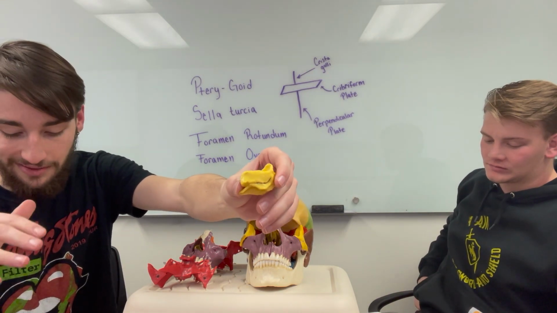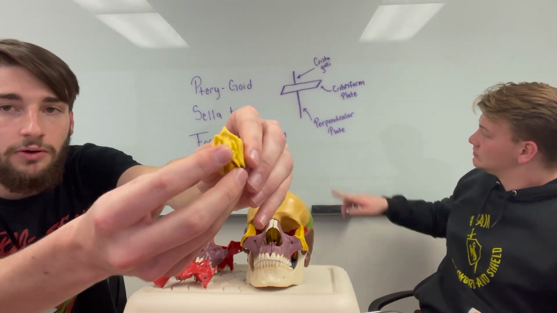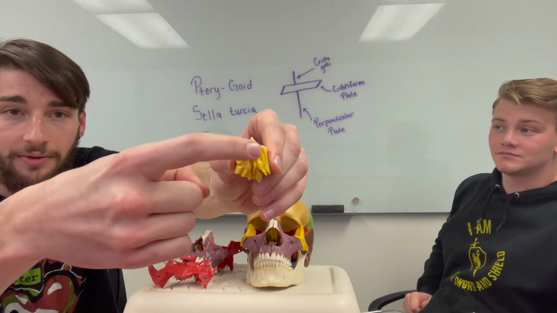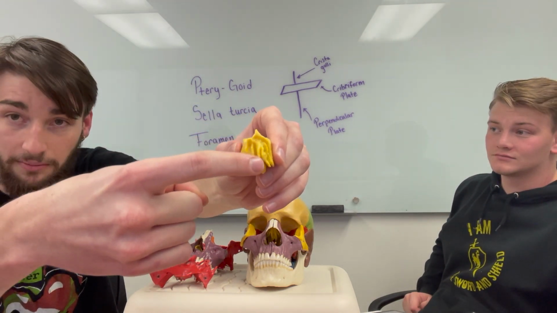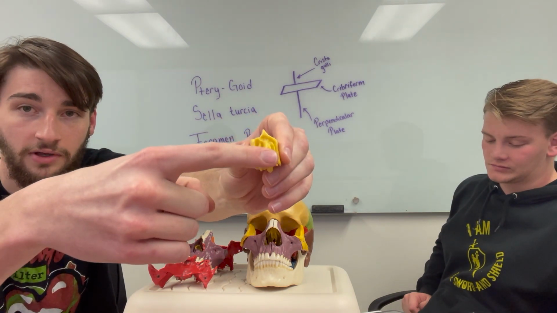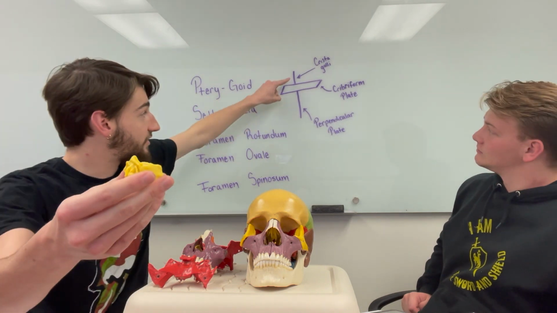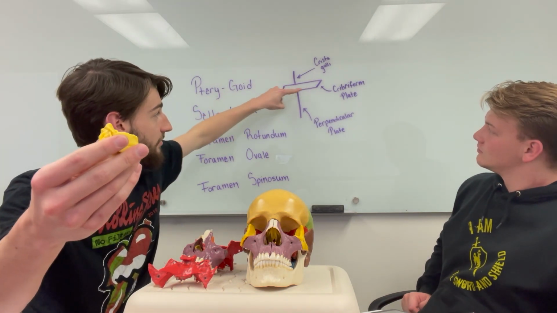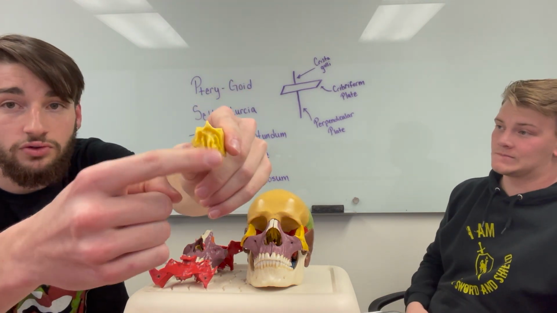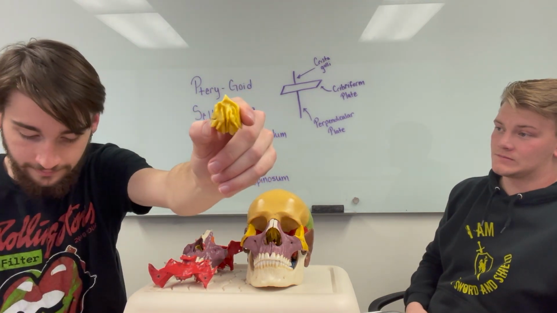But next, we've got the perpendicular plate. We've got that crista galli up here, cribriform plate back here, and the perpendicular plate down below. It's perpendicular to the cribriform plate. You can kind of see back up here, we've got the crista galli, the cribriform plate, and that perpendicular plate, which is perpendicular to the cribriform.